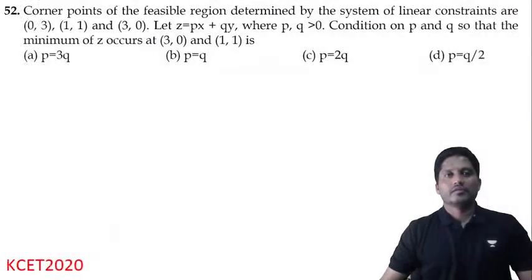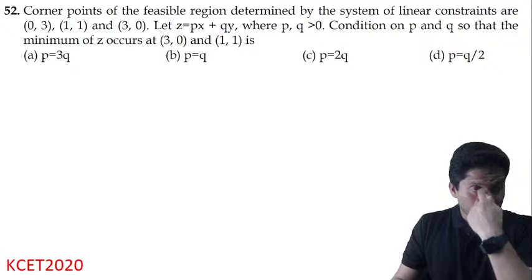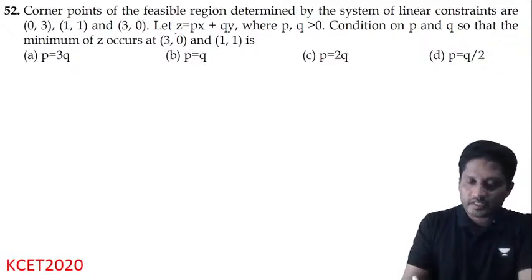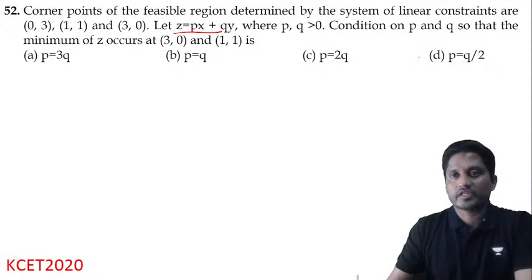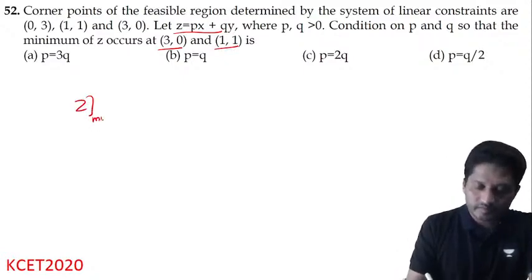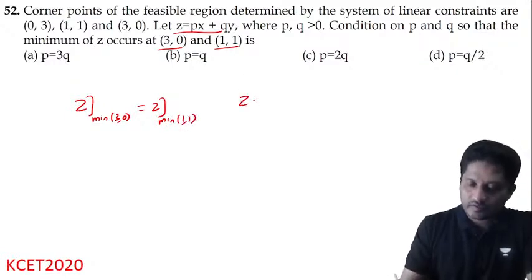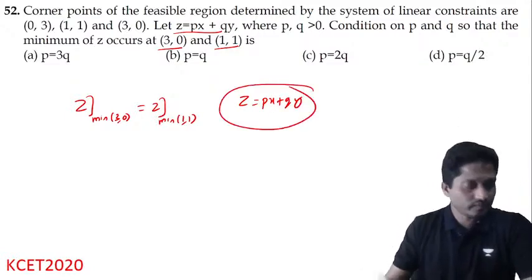Question number 52. Two questions on LPP. Corner points of the feasible region determined by the system of linear constraints are 0, 3 and 1, 1, 3, 0. Z is equal to Px plus Qy, where P and Q are positive. Conditions on P and Q so that the minimum value of Z occurs at 3, 0 and 1, 1. So it's given in the question that Z minimum at 3, 0 is equal to Z minimum at 1, 1, and Z value is equal to Px plus Qy. Now I'm supposed to find a relation between P and Q.